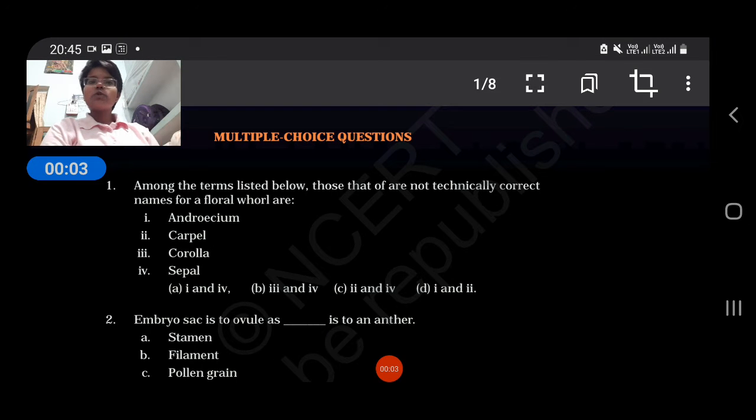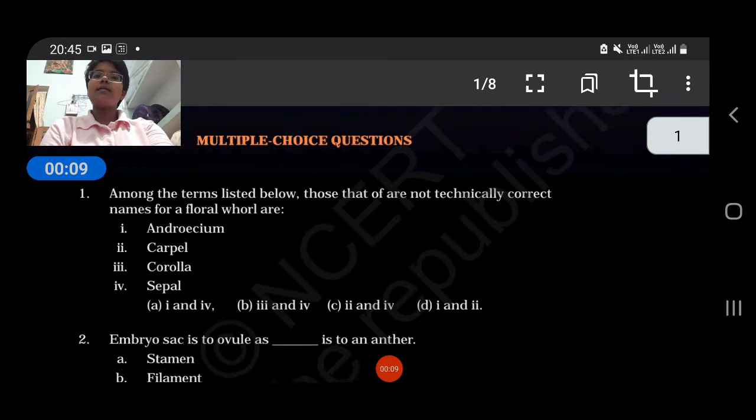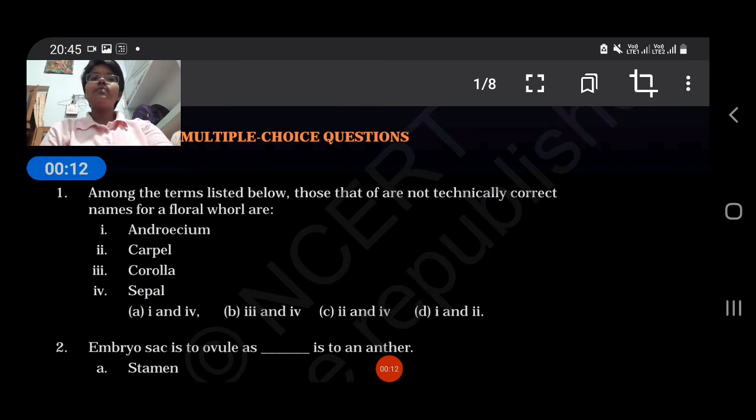So hey students, today we are going to do some MCQs from sexual reproduction in flowering plants. Okay, so let's get started. Among the terms listed below, those that are not technically correct names for a floral whorl are.